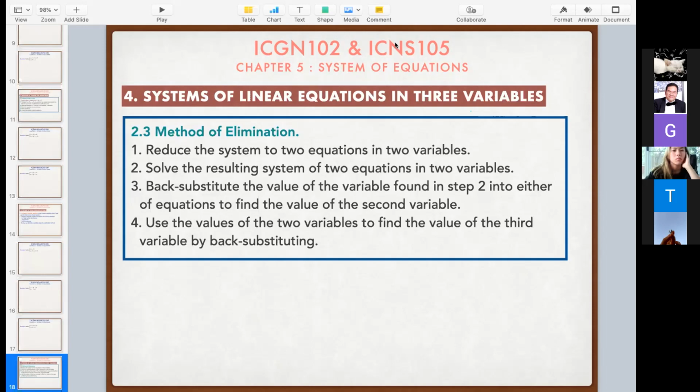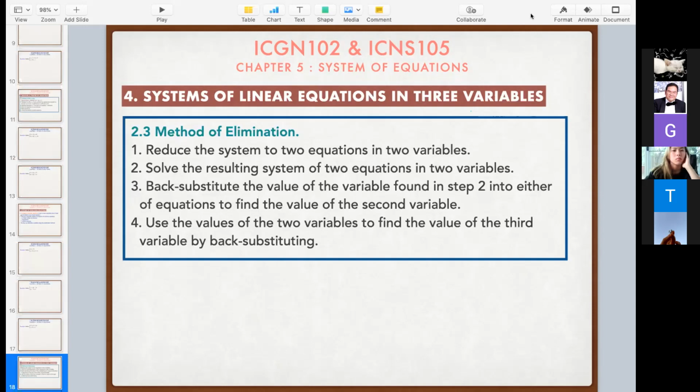After that you back substitute the value of the variable found in step number 2 into either of the equations to find the value of the second variable. Then we get the value of 2 variables already. The next step, we use the values of those 2 variables to find the value of the third variable by back substituting into the very first equation, where we eliminated that third variable.